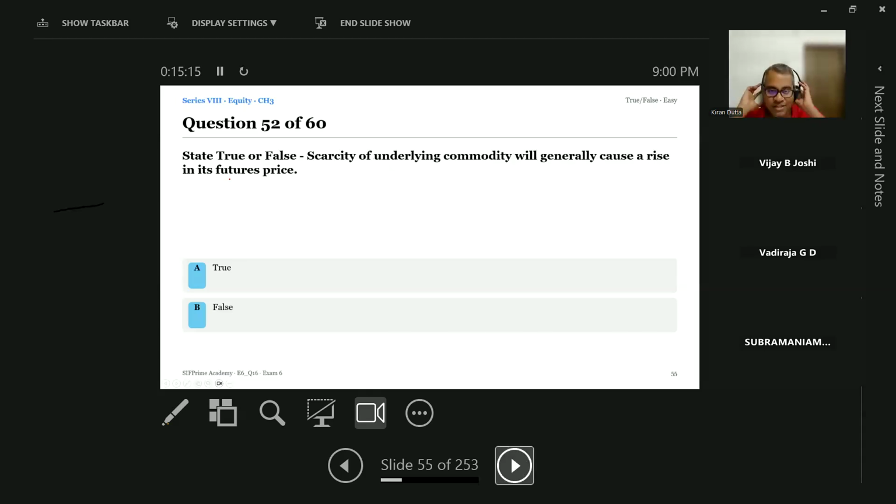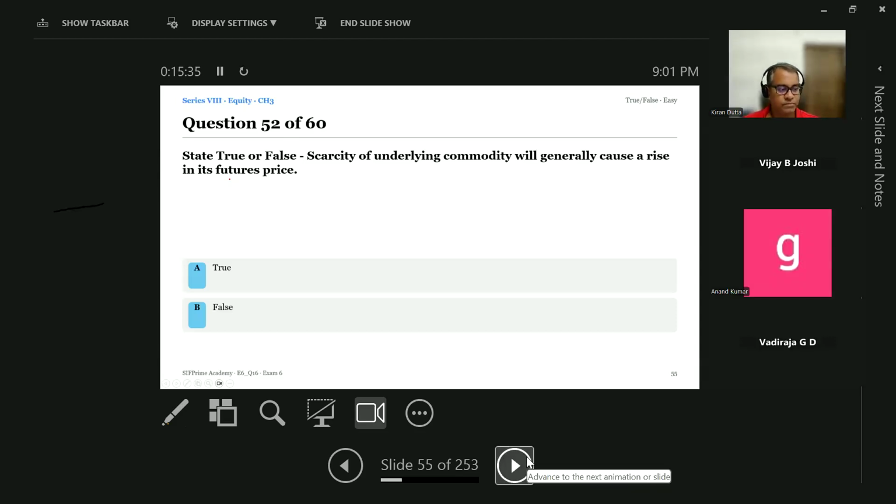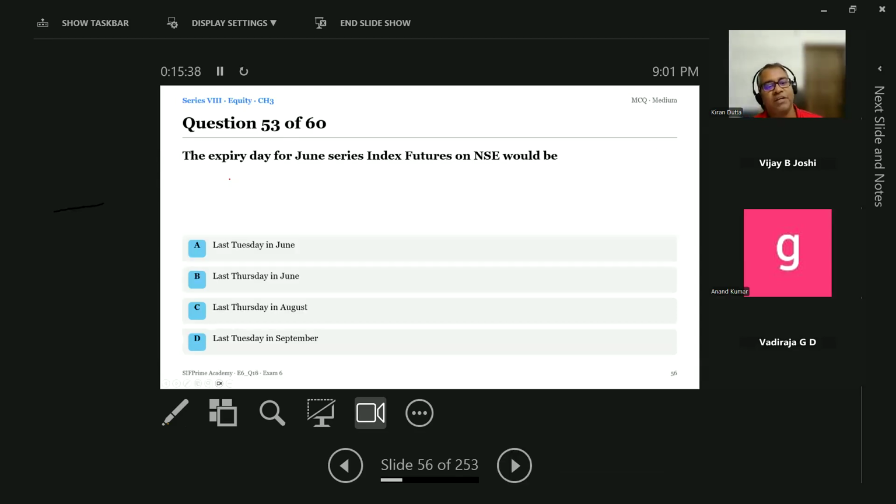True or false? Scarcity of the underlying commodity will generally cause a rise in futures price. Quickly. Yes, obviously. It's always a demand-supply issue. Whenever there is a demand-supply mismatch, prices rise. Correct.